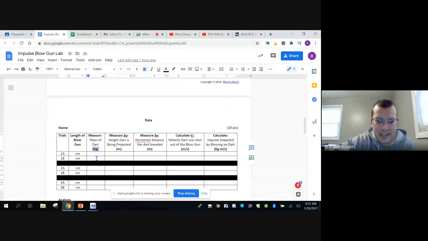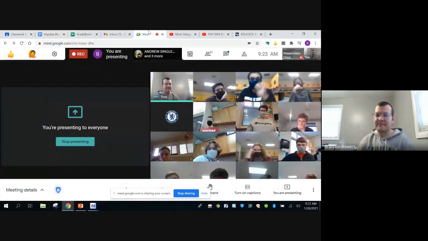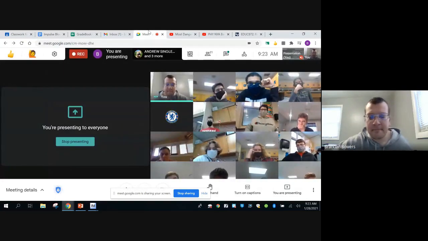Like I said, measure the mass of the dart in kilograms, height, distance in the x direction, and then calculate the final velocity. I'll give you a hint. You're going to look at the final velocity in the x direction because y is going to be 0, because you're shooting it horizontally. Just a little hint.